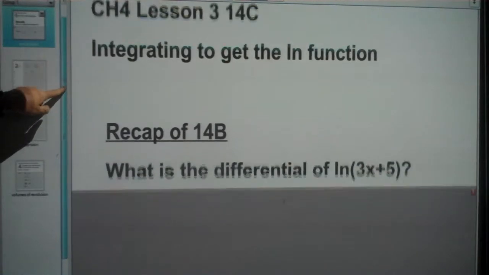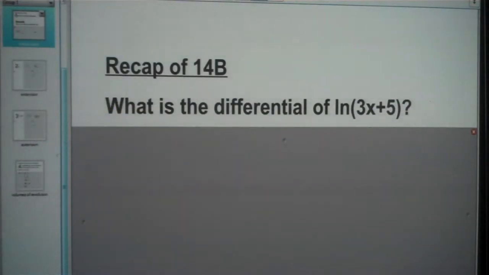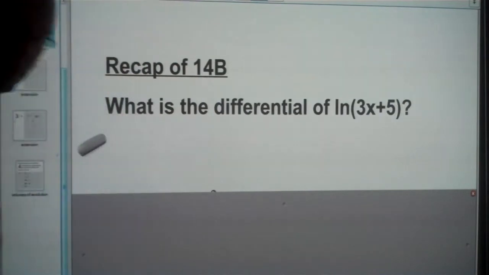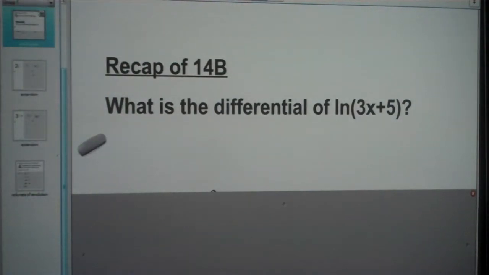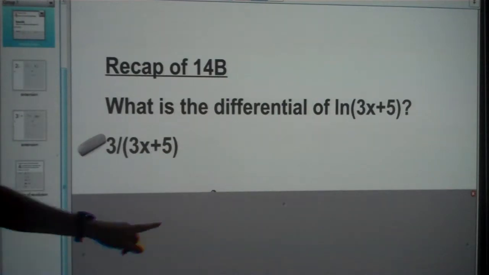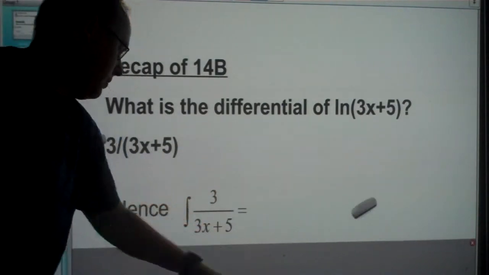So last lesson I would have asked you something like, what is the differential of the ln of 3x plus 5? So you say the differential of 3x plus 5 is 3. Write it over the original, so 3 over 3x plus 5. Oops, and we can just check that is the right answer. There we go. So, the type of question I'm going to be asking today is the reverse of that.